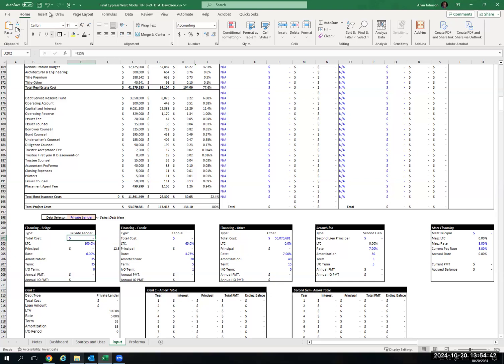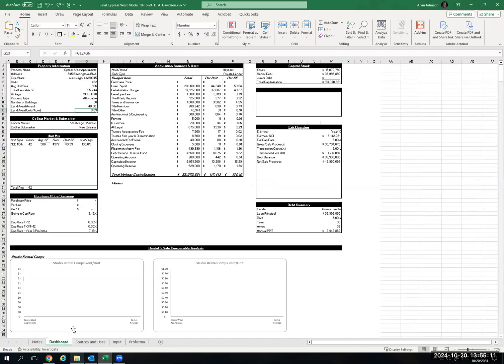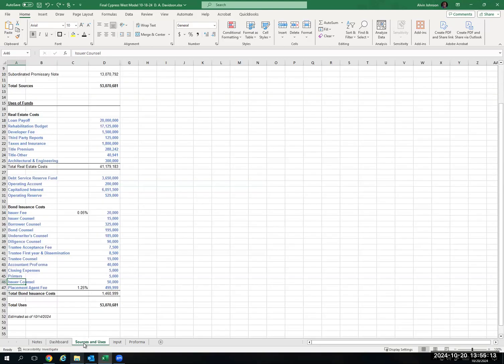Whoops. All right, let's go back. F196. F196 minus sources and uses D110. So I've got that number minus D110. D10 minus this number is how much they're actually funding, is what this shows on my input tab here.